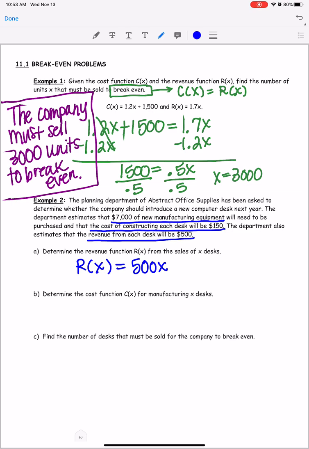Then for my cost, it says the cost of constructing each desk will be $150. But I also have to buy new manufacturing equipment of $7,000. So my C of X equals 150X, 150 for each desk, plus that one-time $7,000 fee for that new equipment. Now part C says find the number of desks that must be sold to, again, break even. So set your revenue equal to your cost. So I have 500.